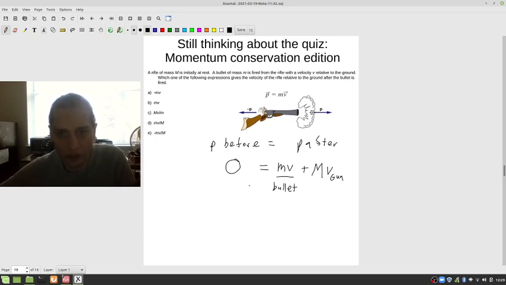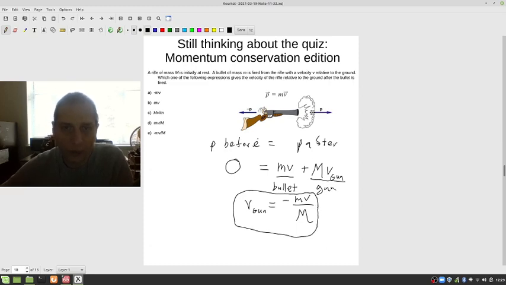Okay, so pretty easy. Now I can just go ahead and solve for this and find that v gun equals minus mv over big M. So I've got the momentum of the bullet, momentum of the gun, and my ultimate speed of my gun is going the opposite direction of my bullet with this speed. All right, beautiful, easy.